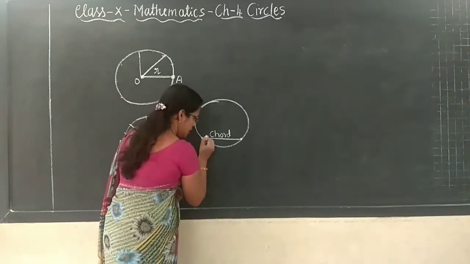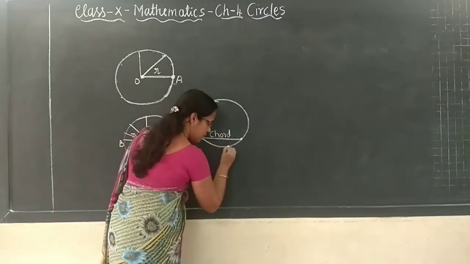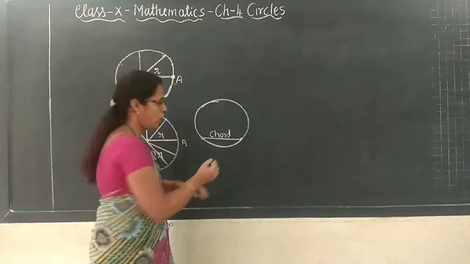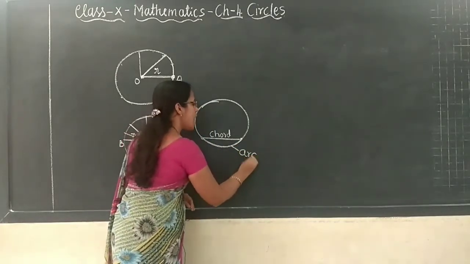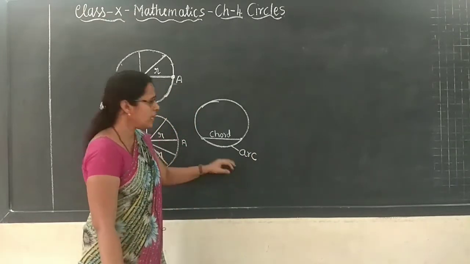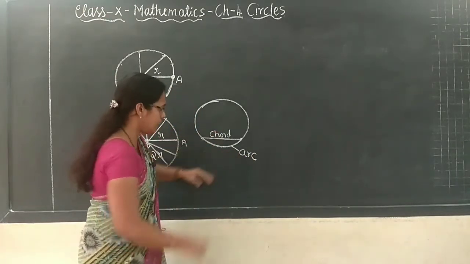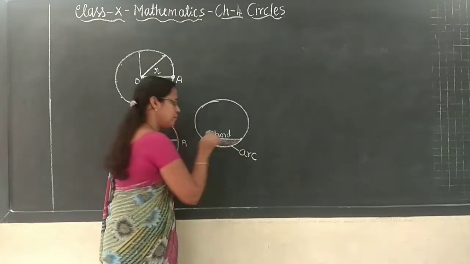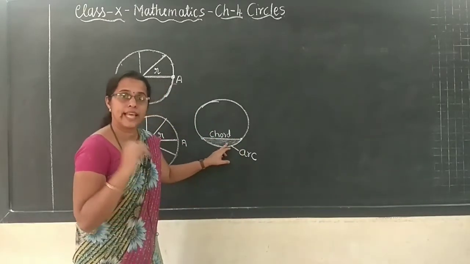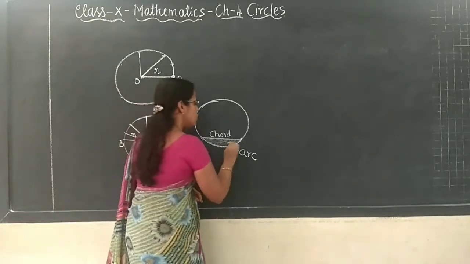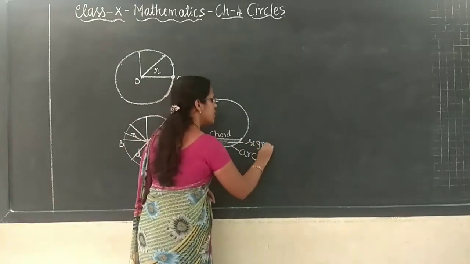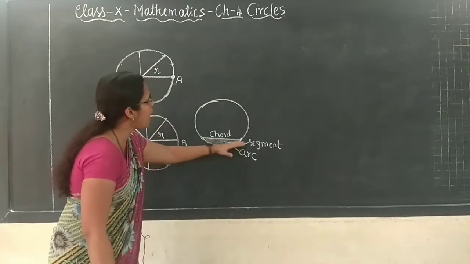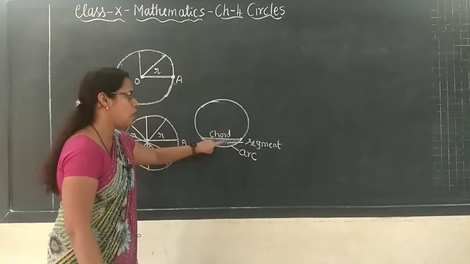Now, what do we call this? This part is called an arc. What do we call this part? This is called an arc. Okay. So the chord and the arc, the region between them, that is called a segment. What do you call that? Segment. So the segment is this. The portion between the arc and the chord is called a segment.